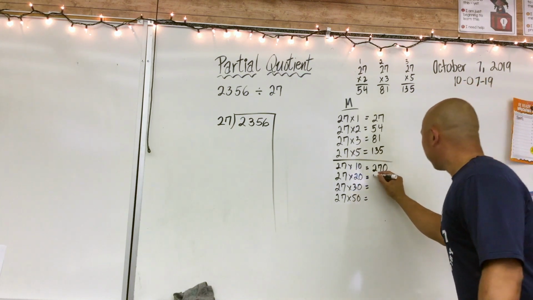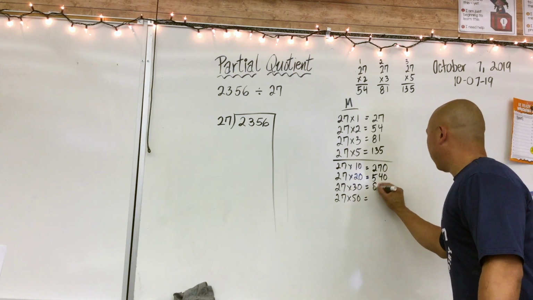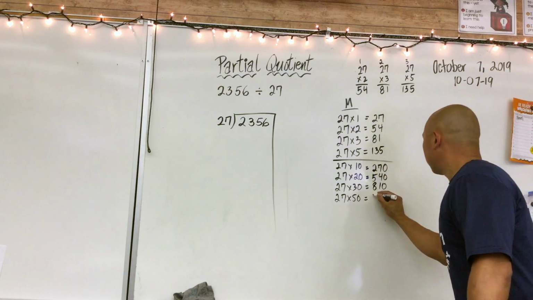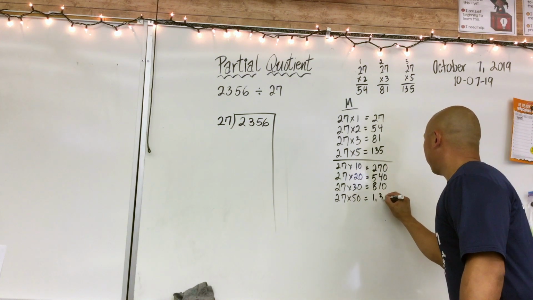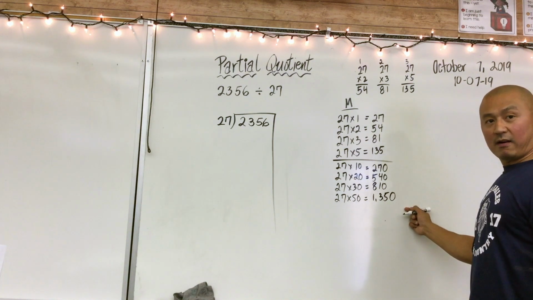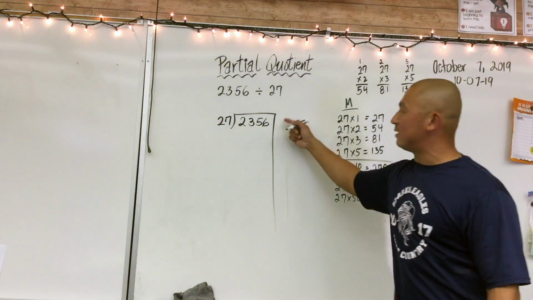27 times 20 is going to be 540. 27 times 30 will be 810. And finally, 27 times 50 will give me the product of 1,350. I notice that there's a 4-digit number here. If I add an additional 0, my product would be way too high.